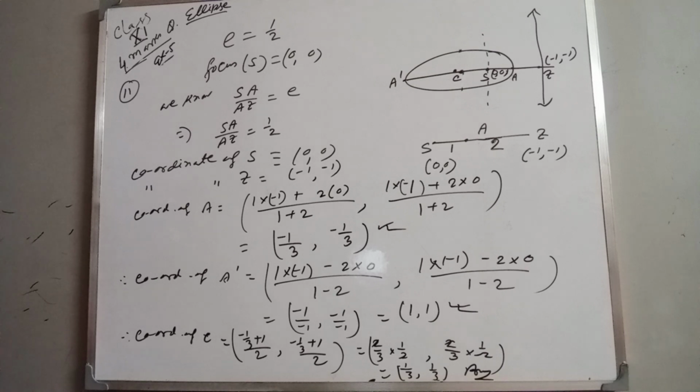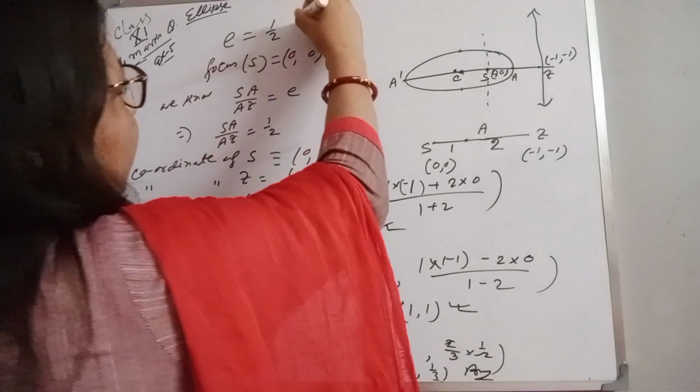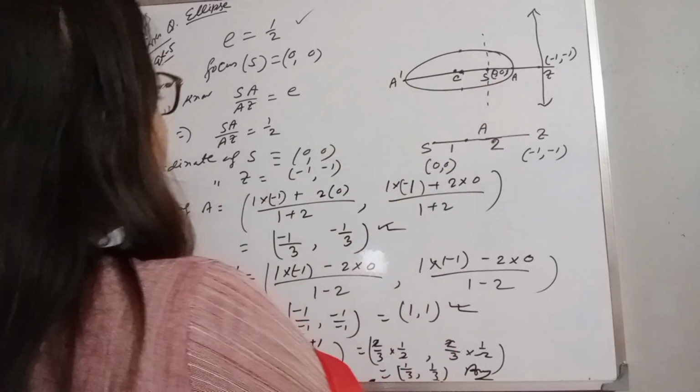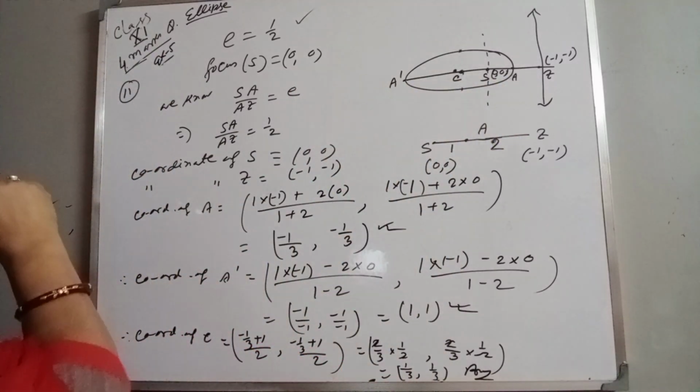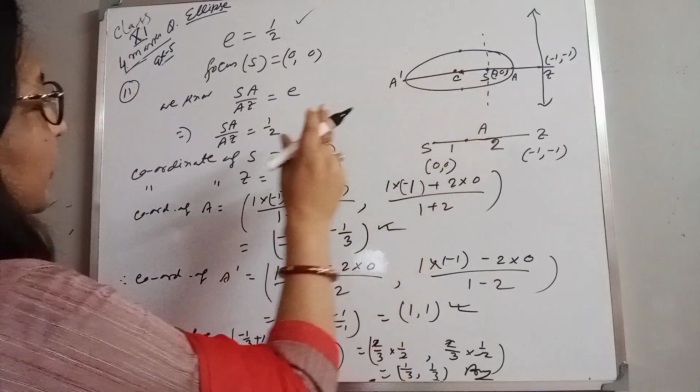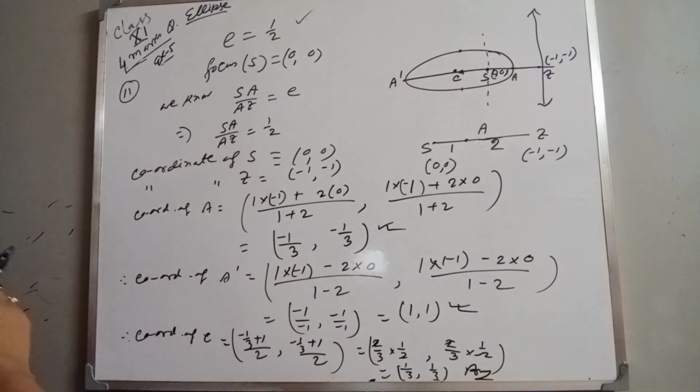Okay, this question is a little bit different, so let me explain the same sum again. What is the question given? Eccentricity is given to us. The focus is given to us, that is 0, 0. From here we have to just find out the center of the ellipse.